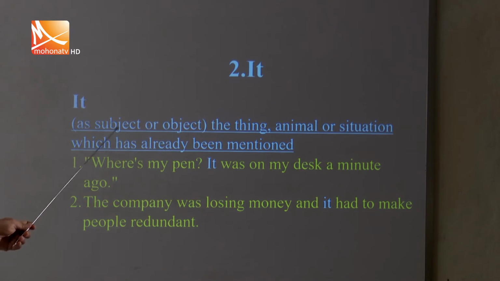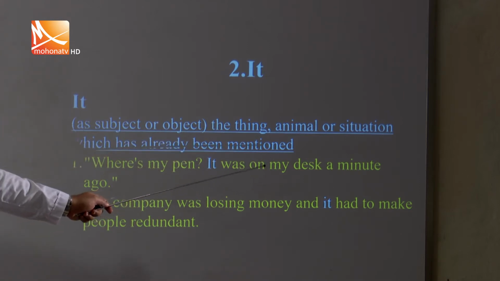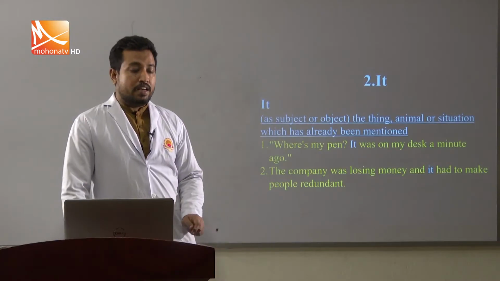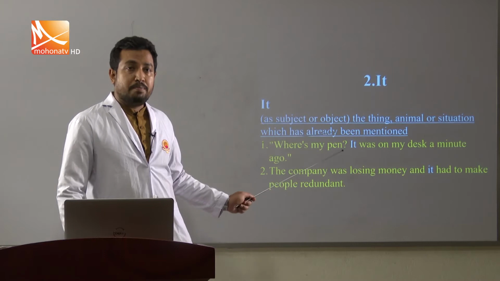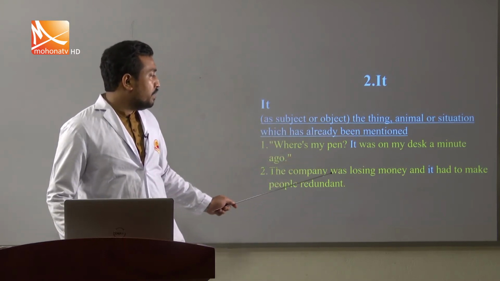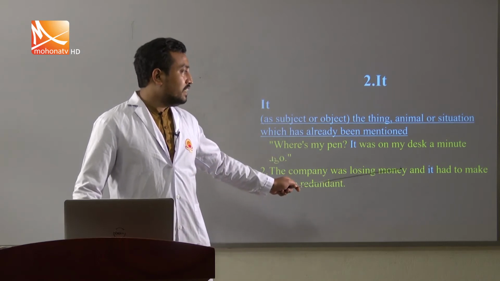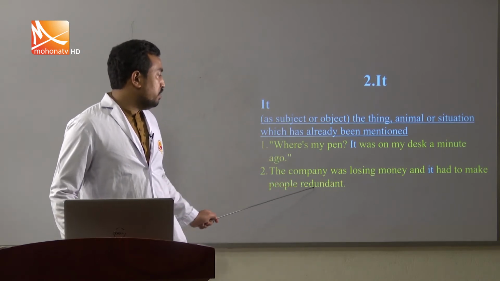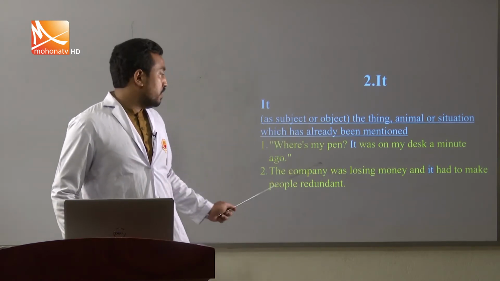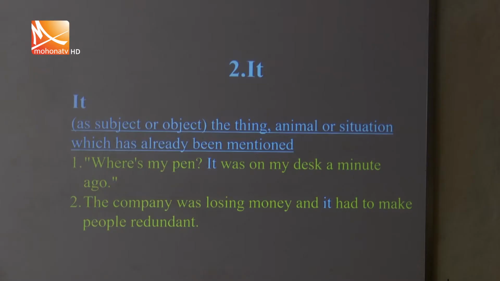It, as subject or object, refers to the thing, animal or situation which has already been mentioned. Where's my pen? It was on my desk a minute ago. So here it indicates the pen. The company was losing money and it had to make people redundant. So it indicates the company here.